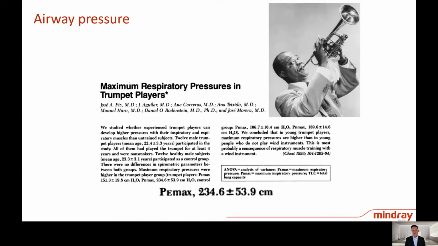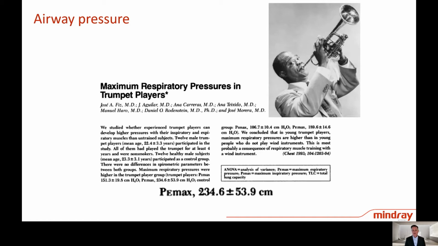First, I would like to share some interesting facts about trumpet players. Trumpet players can achieve extremely high respiratory pressures when they're playing their instrument. As you can see from the study, the expiratory airway pressures can exceed 300 centimeters of water even. Under normal conditions, this would be lethal. How can they sustain this?